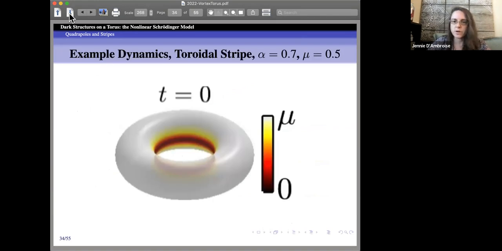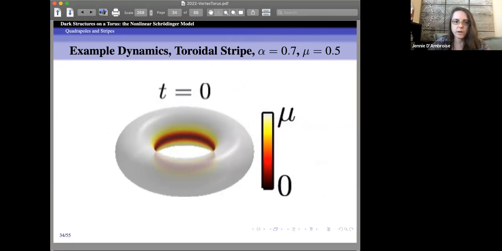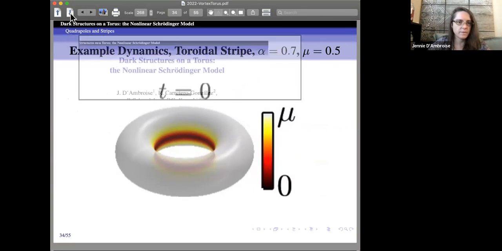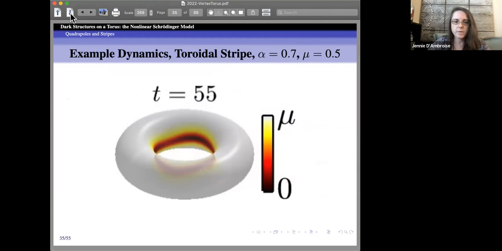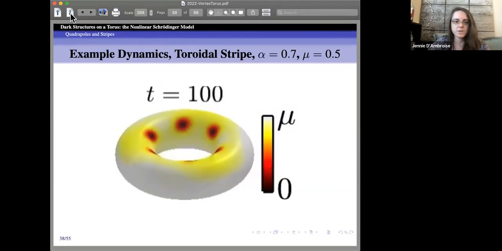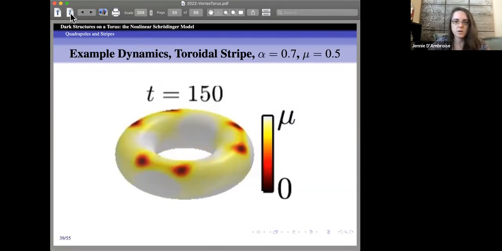This is one of the dark stripes. And as we move forward in the T variable, you'll see that it starts to break. Oops, I'm pressing the wrong button. It starts to break up into individual vortices. And then those vortices will have some sort of combination of toroidal or poloidal motion. In this particular case, they start going around poloidally.